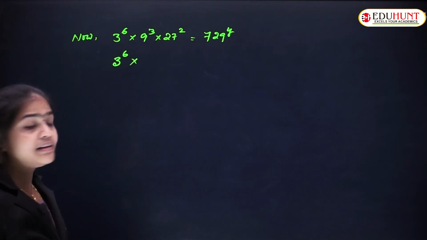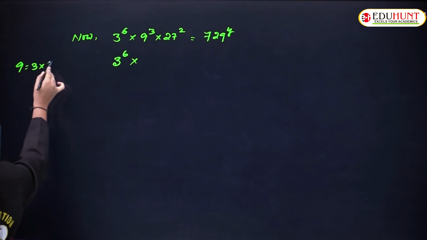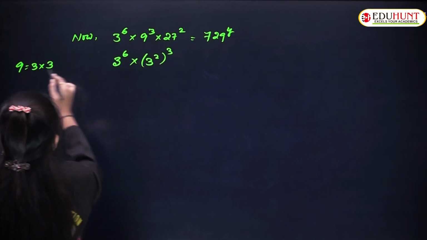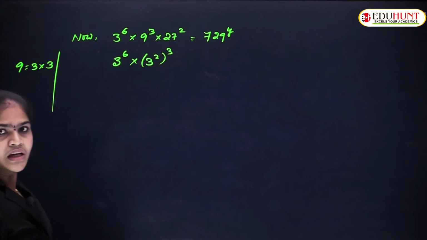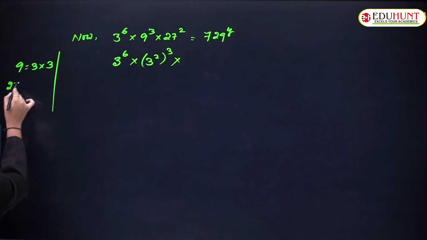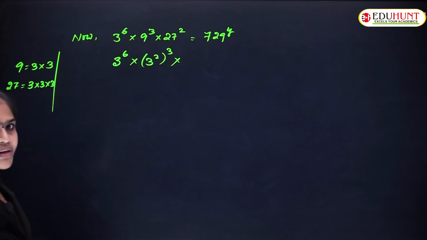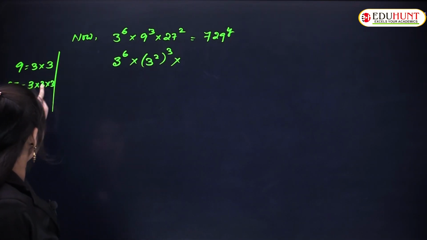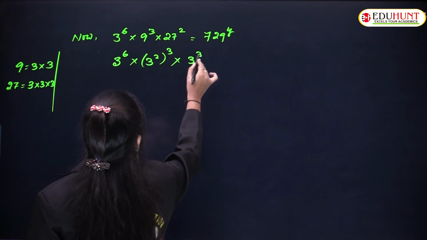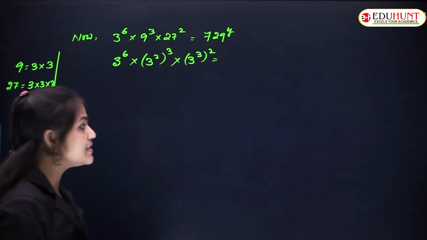And we know that 9 we can write as 3 into 3, that's why 3 square whole cube, which is equal to 3 power 6 only. And 27 we can write as 3 cube. 3 3s are 9, 9 3s are 27. Clear? So 3 is repeated 3 times. That's why 3 cube whole square is 3 power 6.